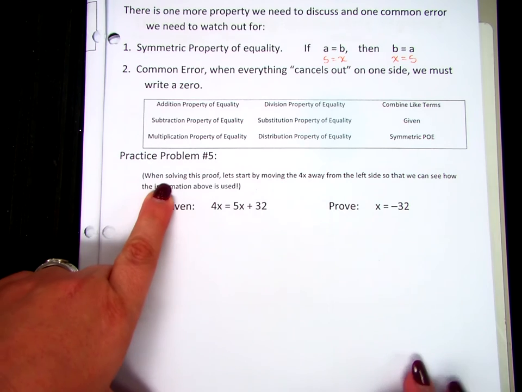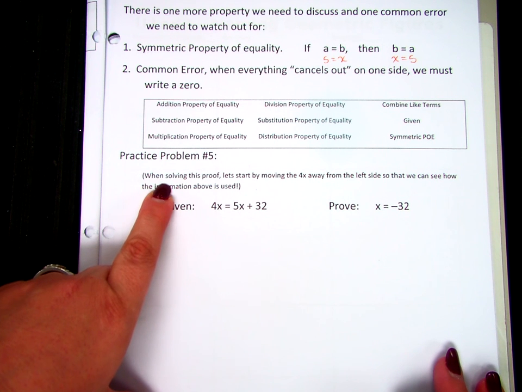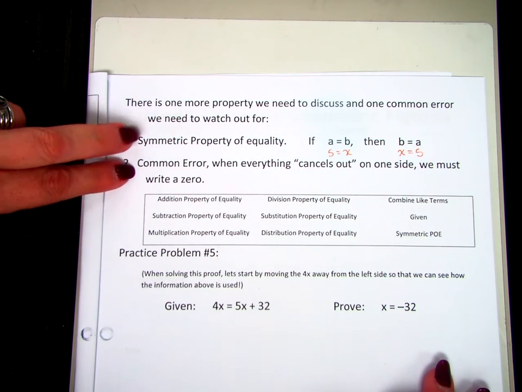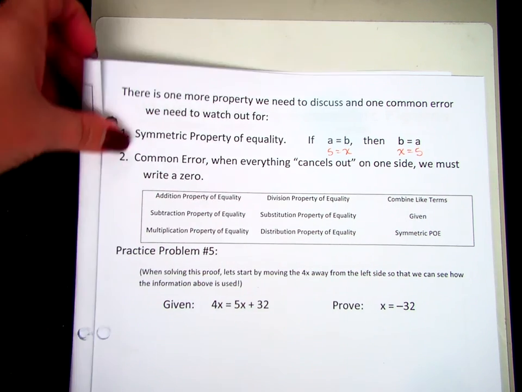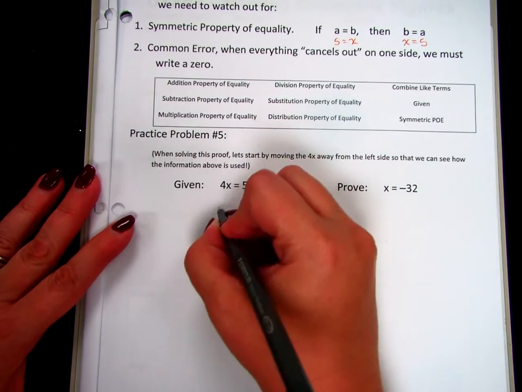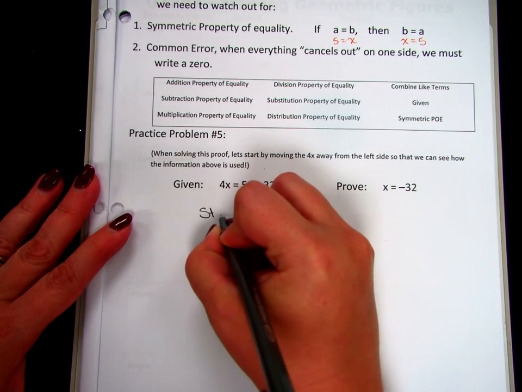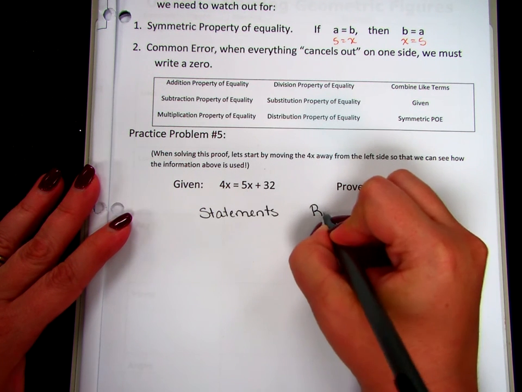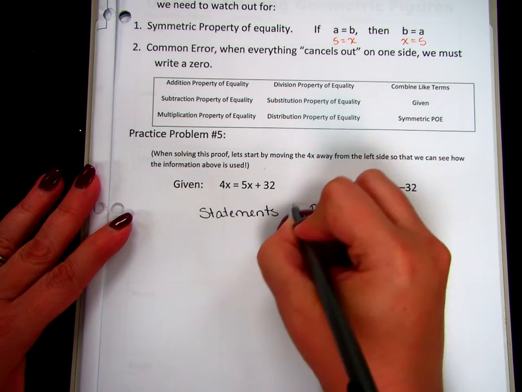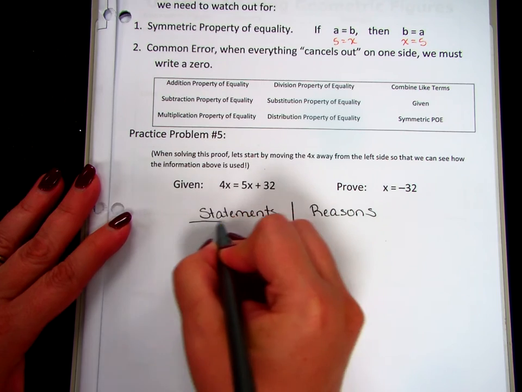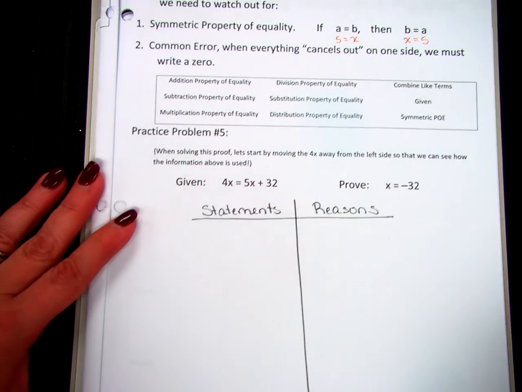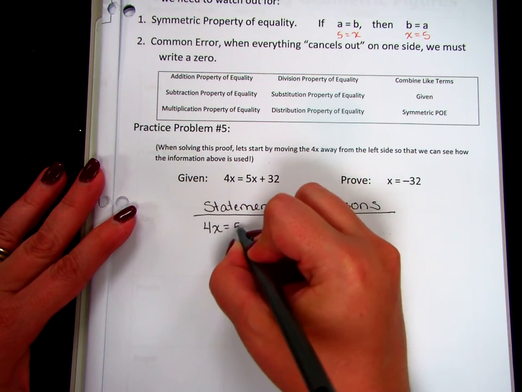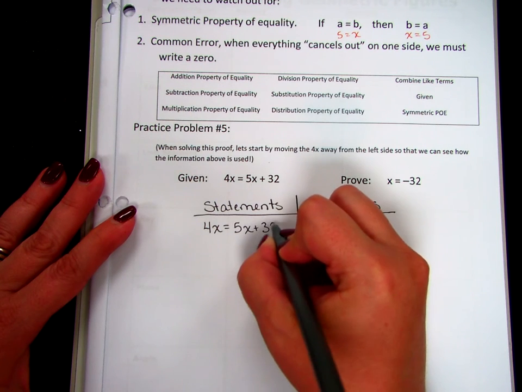It says when solving this proof, let's start by moving the 4x away from the left side so we can see how the information above is used. Because I want you to see this common error and I want you to see the symmetric property of equality. Okay? So again, statements and reasons. I only have the one given, so we're going to start there: 4x equals 5x plus 32. And that was given to me.